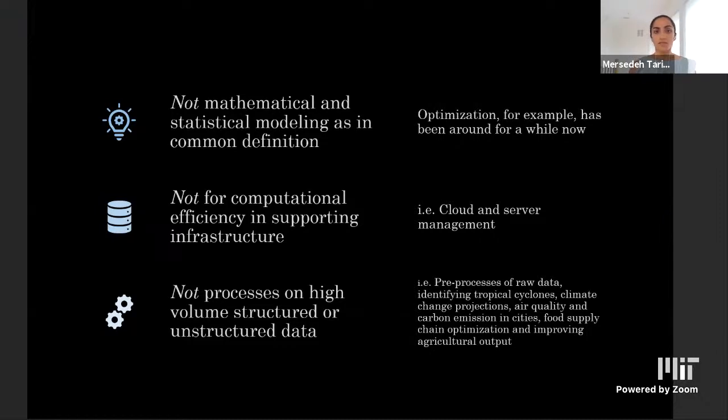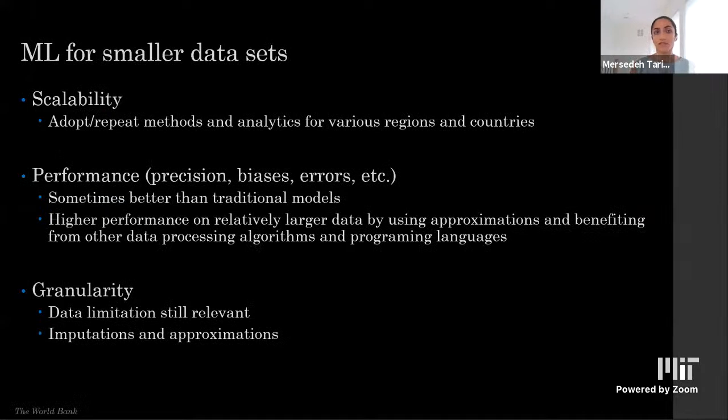A quick definition of what I mean: we do a lot of mathematical analysis and statistical modeling in the bank. I'm not touching on them. We use a lot of cloud and server. As Edward mentioned, these all use ML and AI in the background. Again, I'm not talking about that. Use cases of AI in climate are very broad, and this talk and the examples that I brought are focusing on machine learning for smaller data sets.